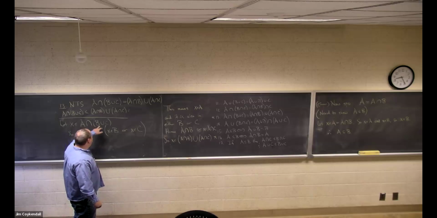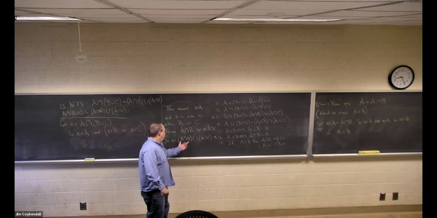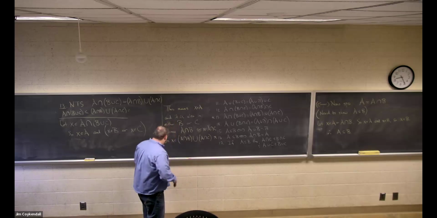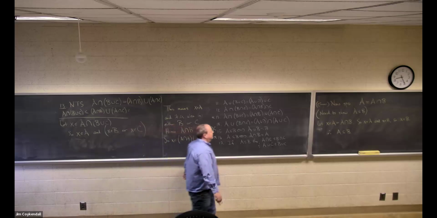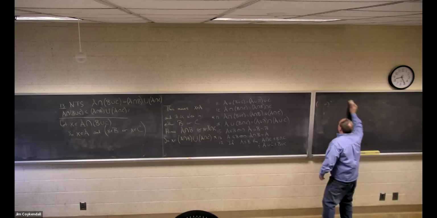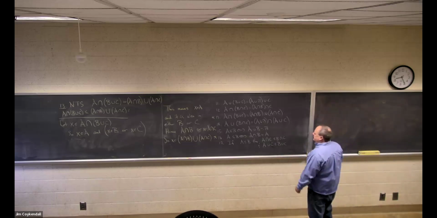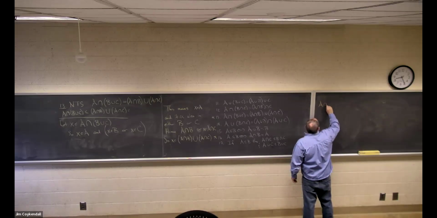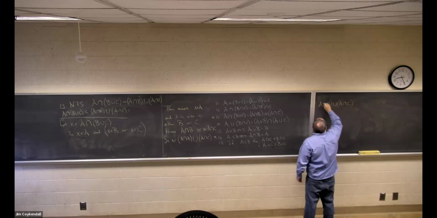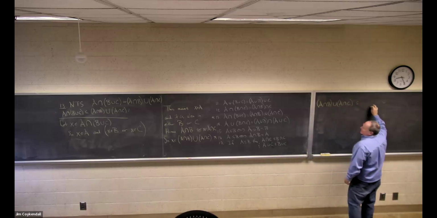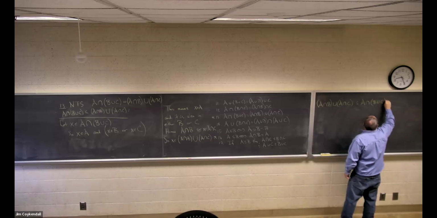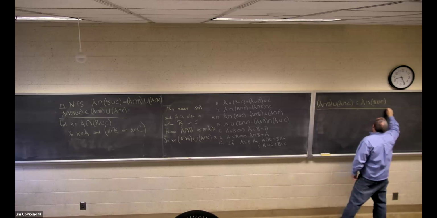If X lives in A and B or C, then X lives in A and B, or X lives in A and C. Do I agree with that? We gotta show the other containment. So let's do this. So let's show this.